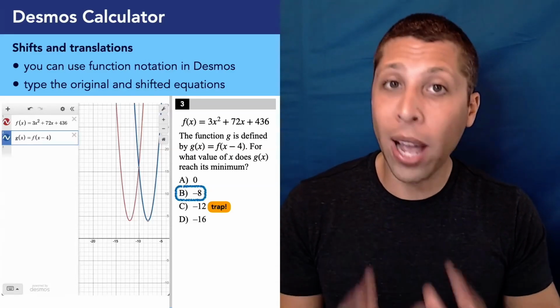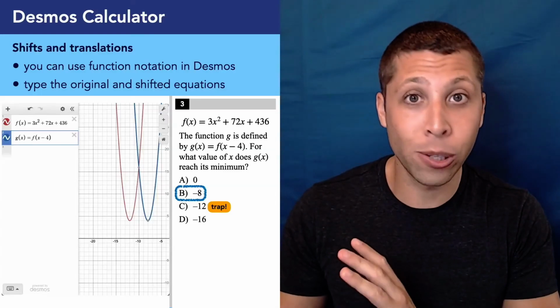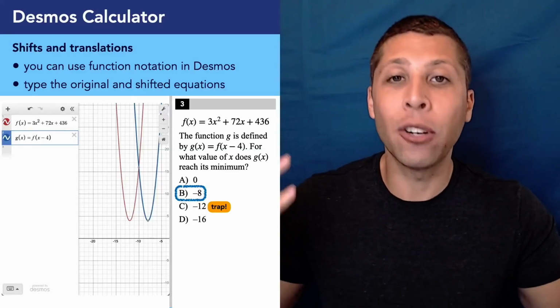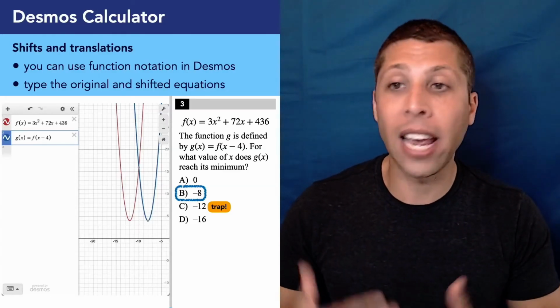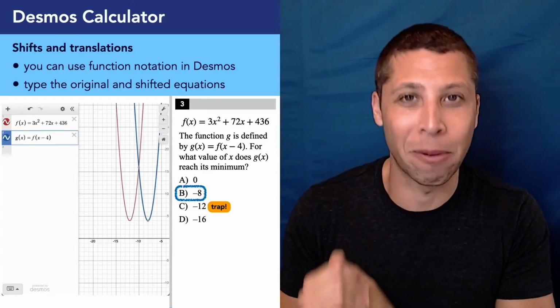There are definitely ways to do this manually, to find the vertex of a parabola manually, to shift a graph manually. But why do it? Why even open the door to a possible careless mistake? Just let the computer solve it for you. Let the calculator, Desmos, do the work.